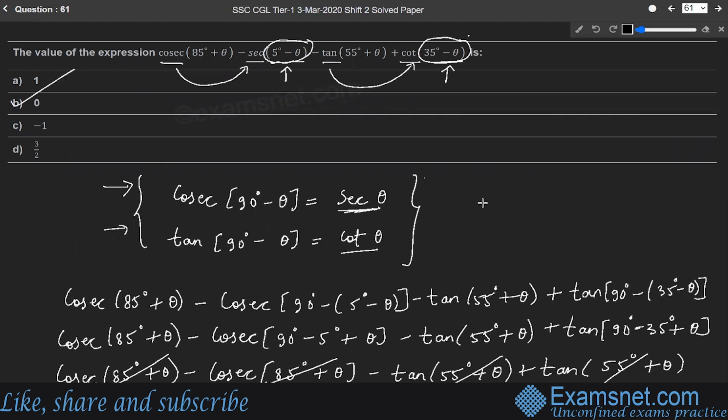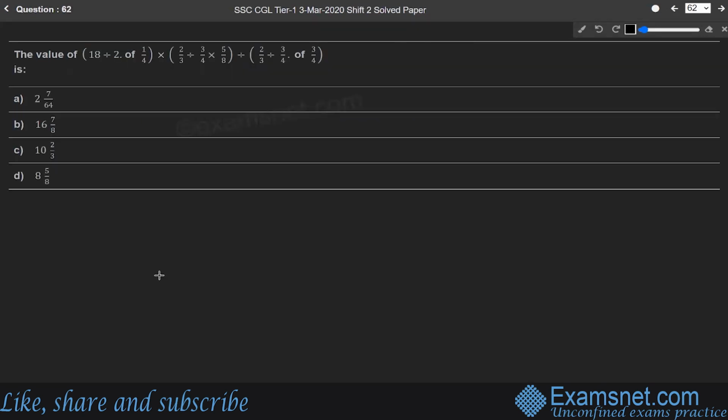The main important identity that you have to remember here is cosec 90 minus theta is equal to sec theta and tan 90 minus theta is equal to cot theta. Next question is the value of 18 divided by 2 of 1 by 4 into 2 by 3 divided by 3 by 4 into 5 by 8 divided by 2 by 3 divided by 3 by 4 of 3 by 4.